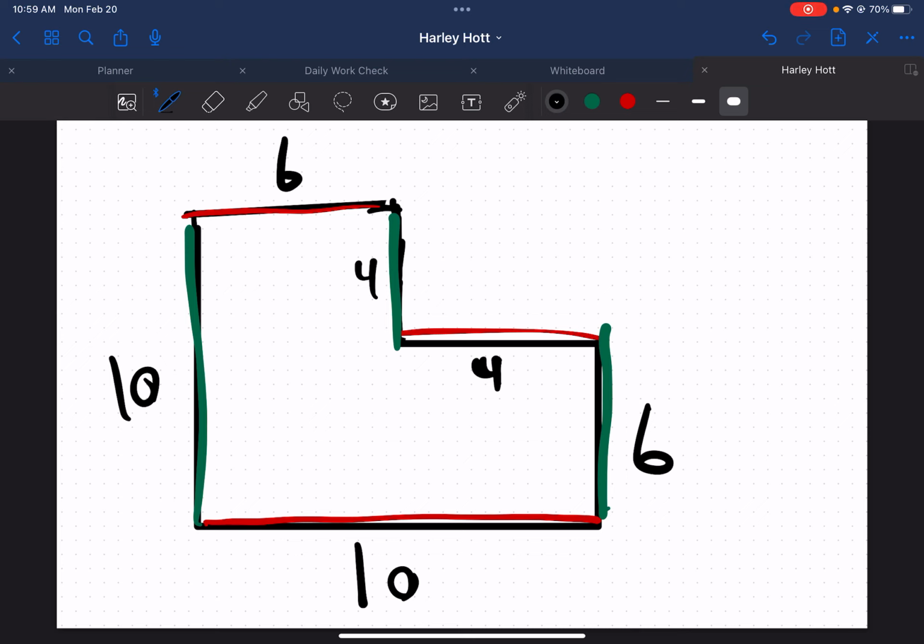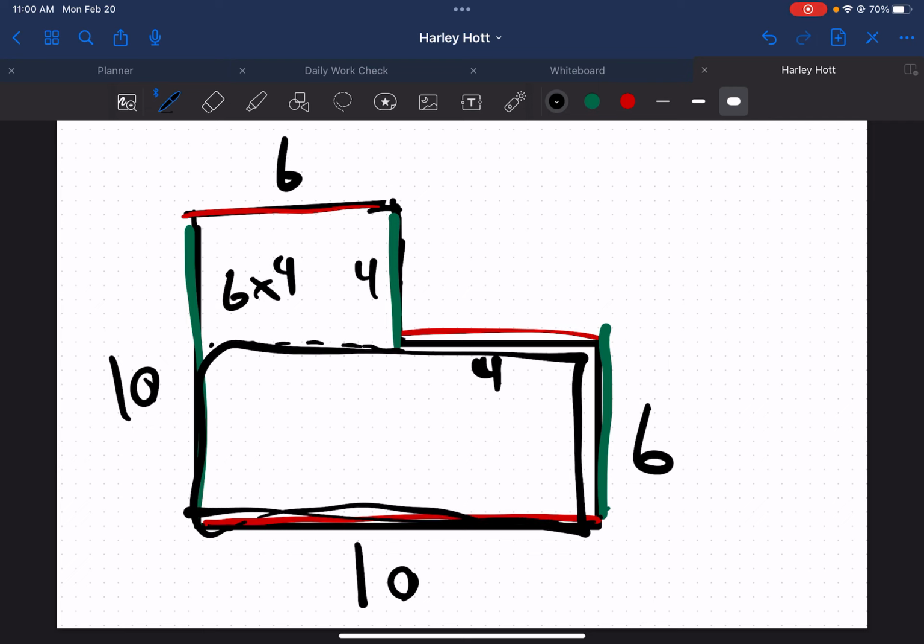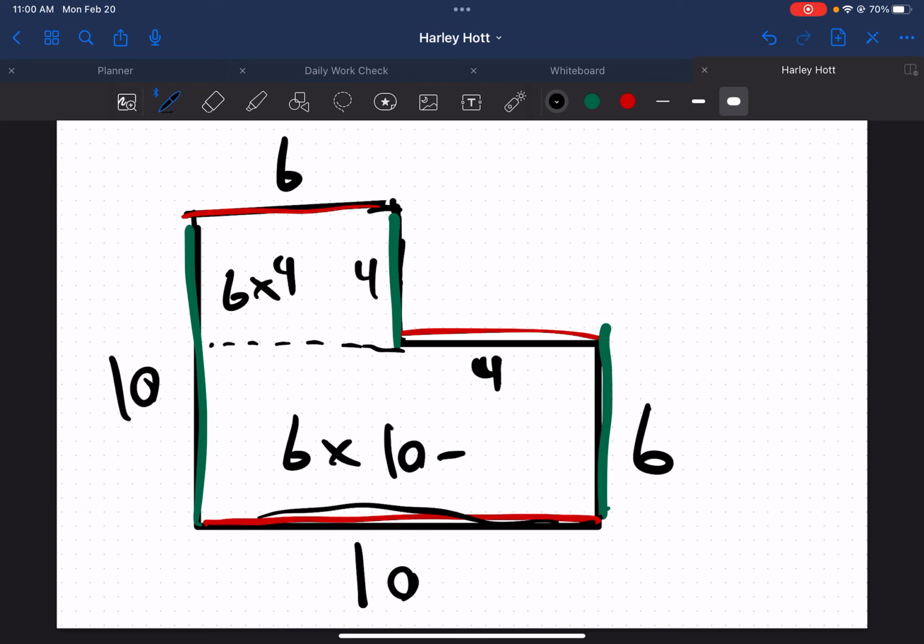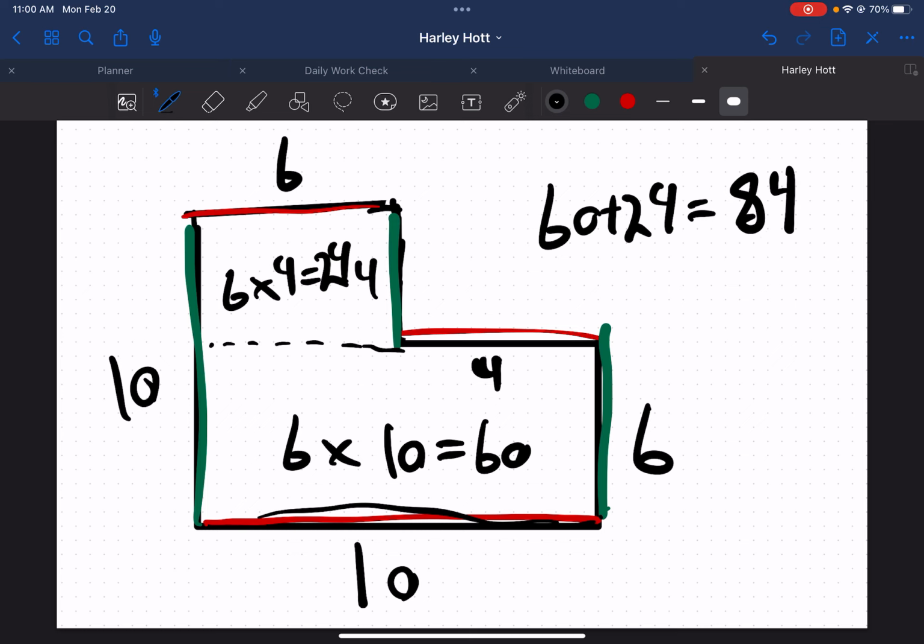However, we can break it into pieces, right? I can draw an imaginary line across here, and now I just have a simple rectangle, which is just going to be 6 times 4 to find the area of that rectangle. Similarly, going around here, I have another rectangle. And this rectangle is 6 times 10, which equals 60. This was equal to 24. So the composite area here is going to be 60 plus 24, which equals 84. We took this complicated shape and we broke it into simple shapes that we knew how to find the area of.